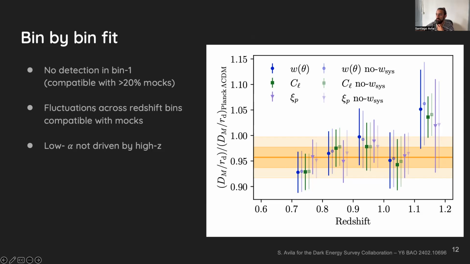So we checked that all the fluctuations across redshift bins are compatible with random fluctuations by checking this on the mocks. And we also checked that the low alpha value is not driven by the higher redshift measurements. It's actually quite the opposite. It's the ones that prefer the lower values of alpha.